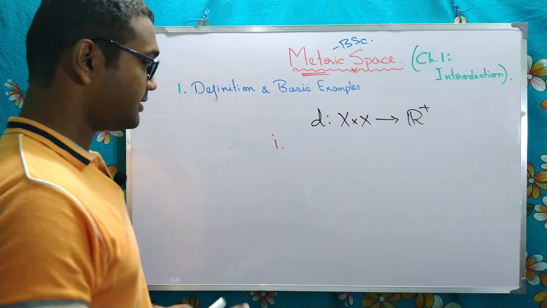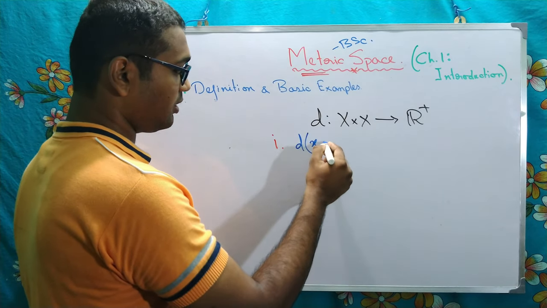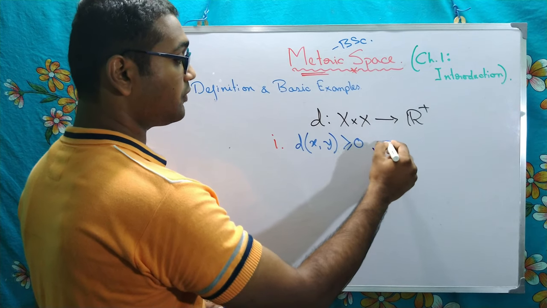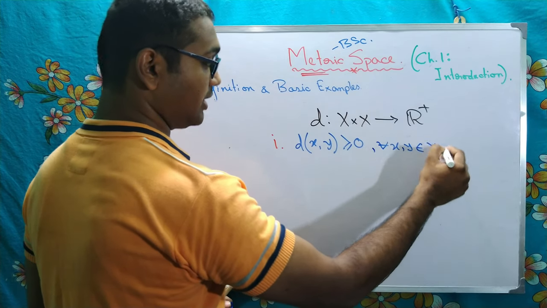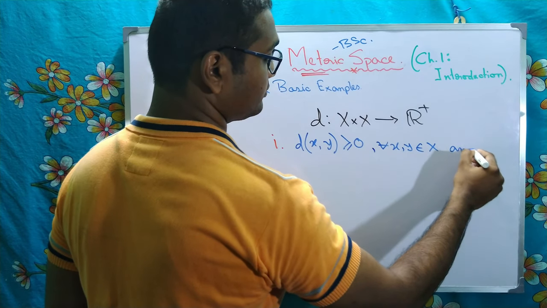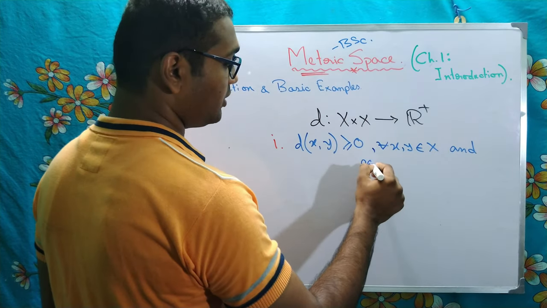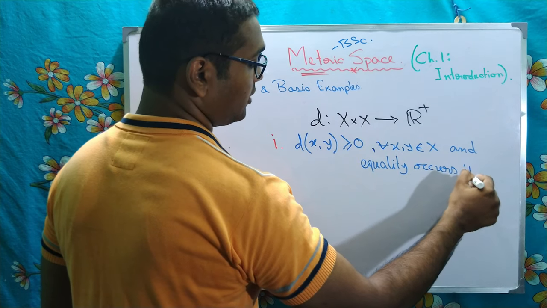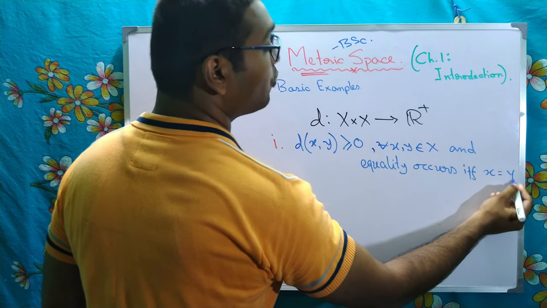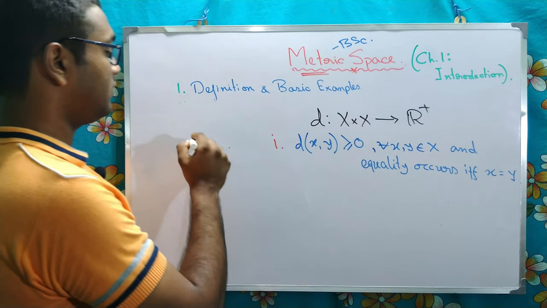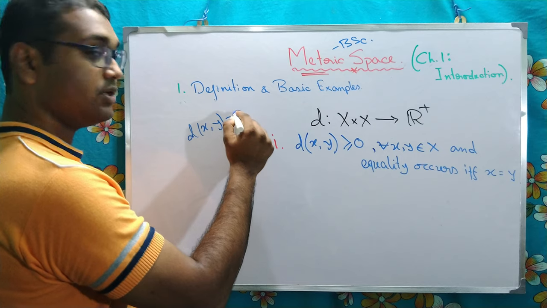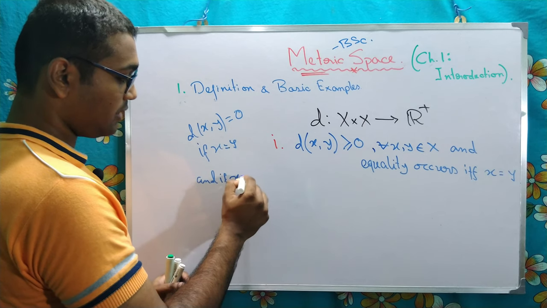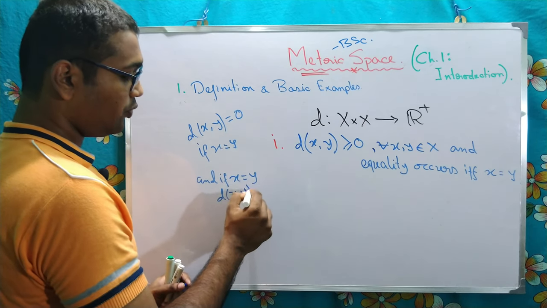First axiom, it says that d of x comma y is greater than or equal to 0, and this holds for all x comma y belongs to capital X, and the most important thing, equality occurs if and only if x is equal to y. It means that d of x comma y will be equal to 0 if x equals y, and if d of x comma y is 0, then x equals y.